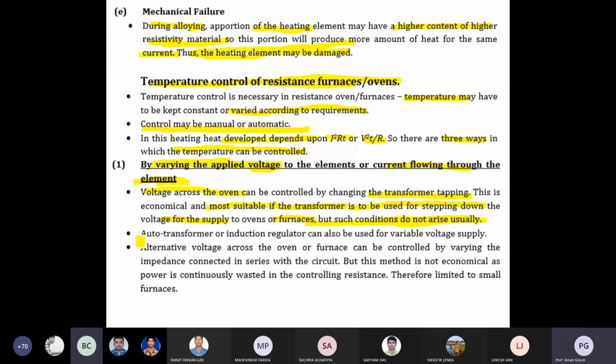Autotransformer or induction regulator: instead of transformer tap changing, you can also use an autotransformer or induction regulator for a variable voltage supply, so different voltage levels can be obtained. Alternatively, the voltage across the oven or furnace can be controlled by varying the impedance connected in series with the circuit. That can also be possible. This method is not economical, as power is continuously wasted in the controlling resistance, therefore it is limited to small furnaces.